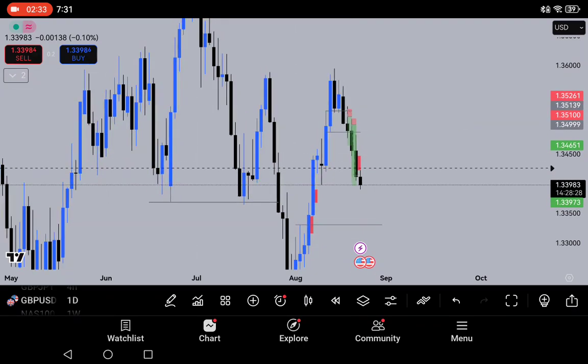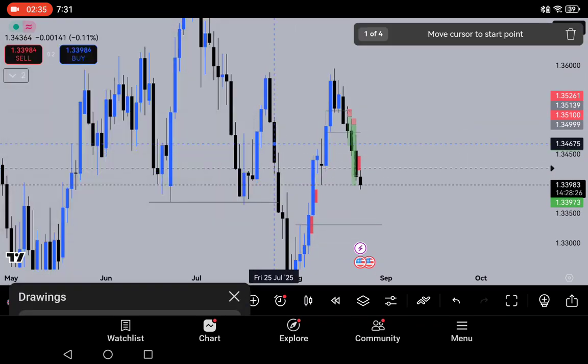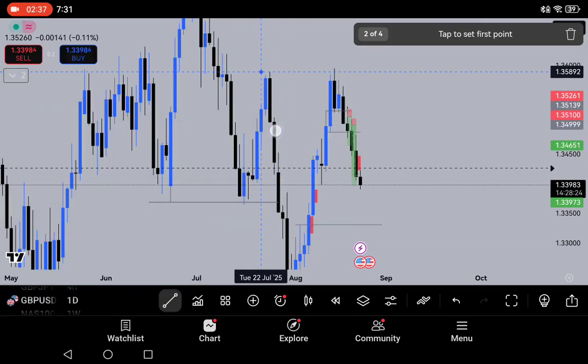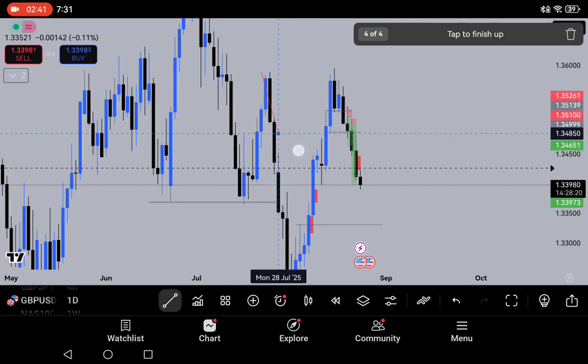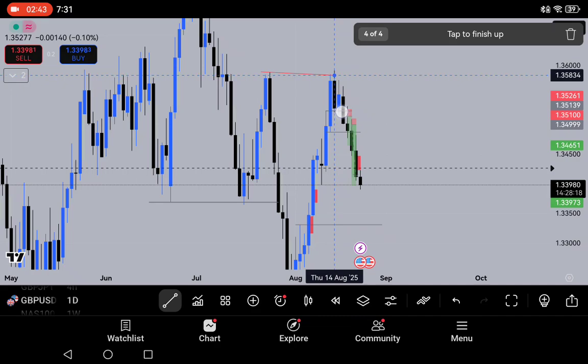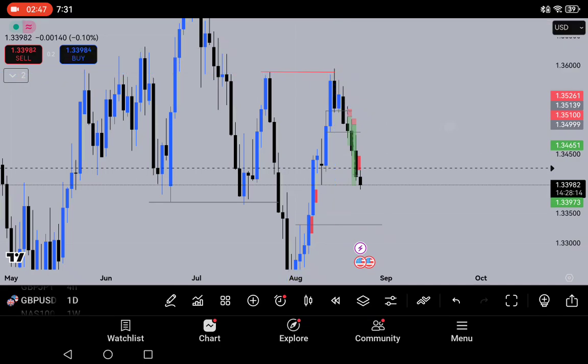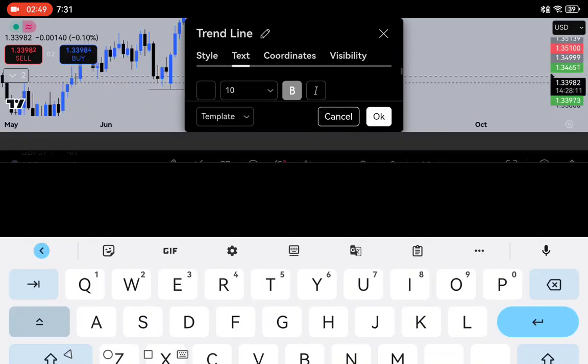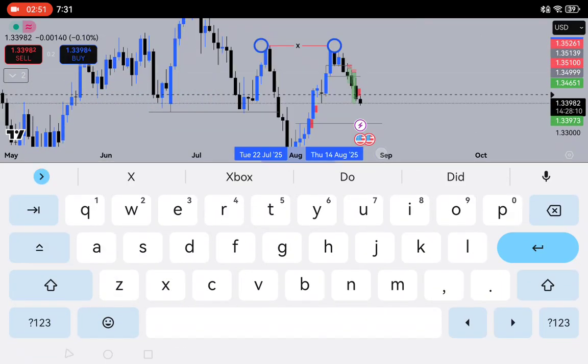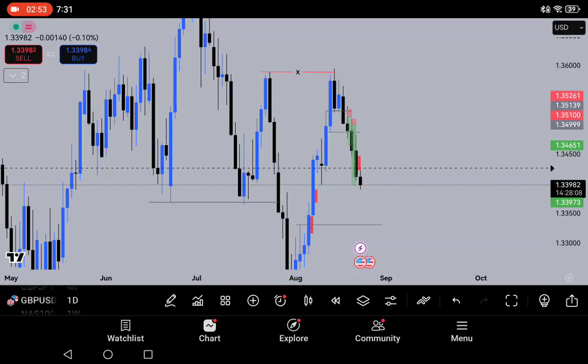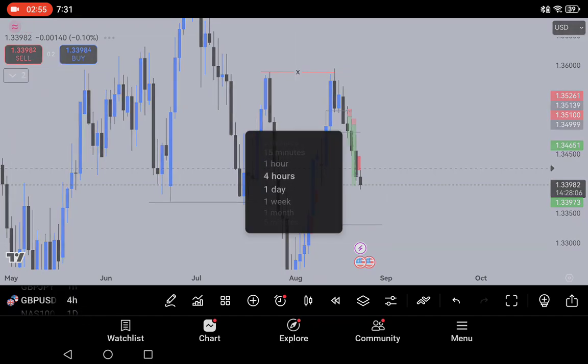So immediately I saw that this was my last line of defense. I was waiting for price. Since price failed this FVG, I was waiting for price to sweep this high before I would start looking for sells. Then when price swept this high, immediately I went down to 4 hours.